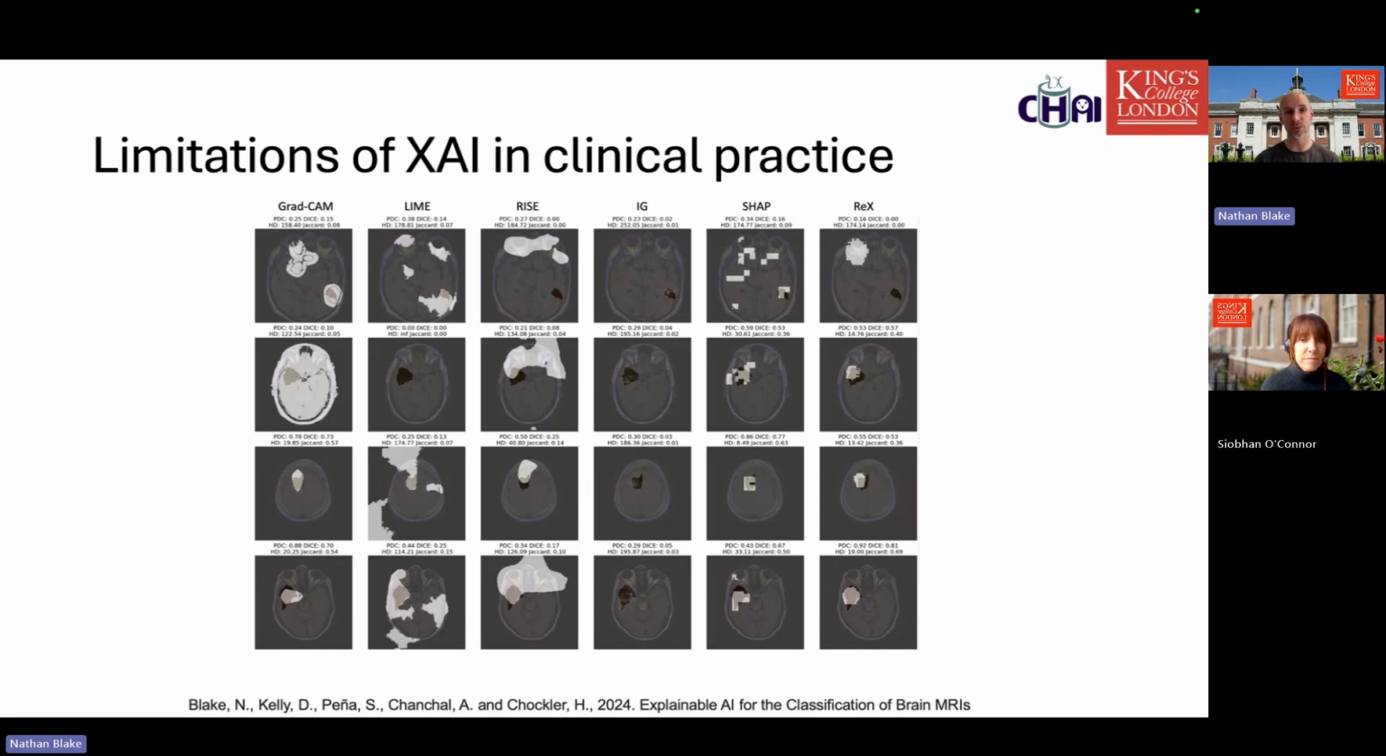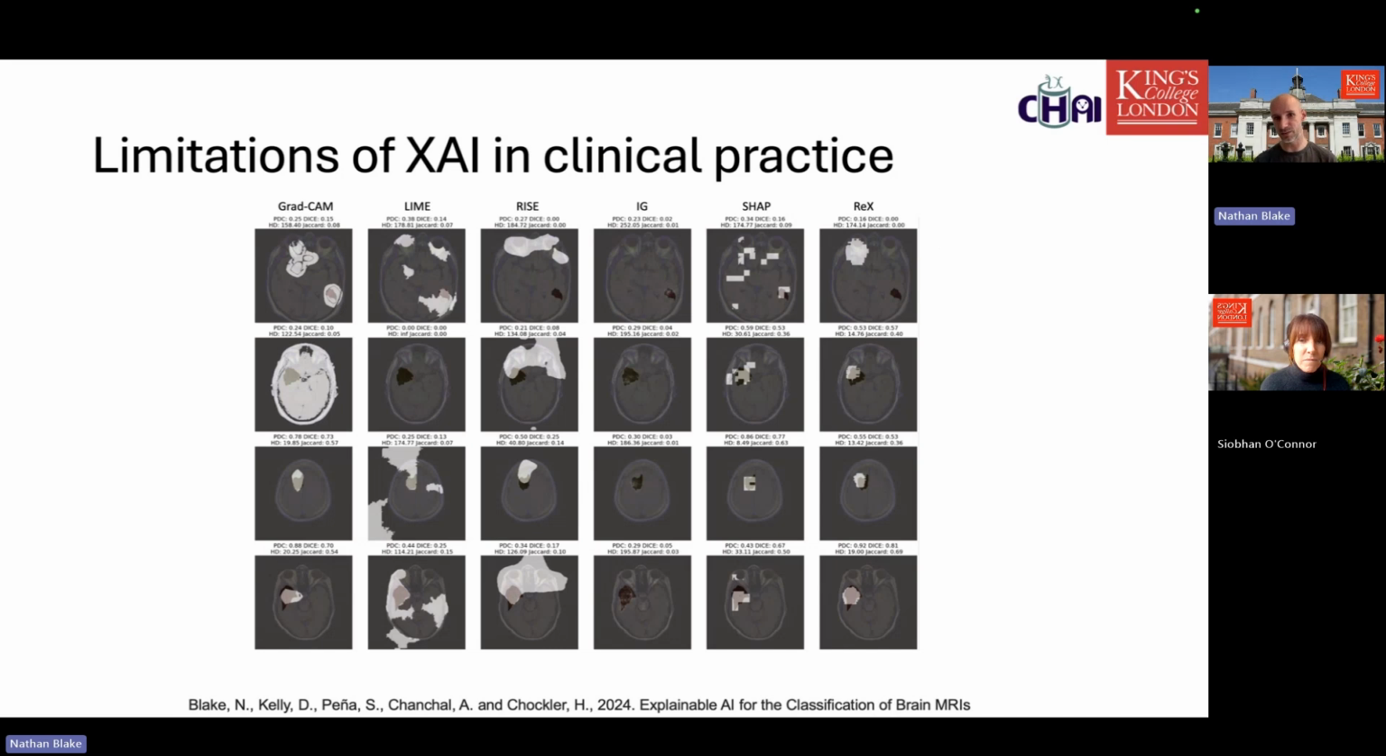So we have our AI model. It says glioma is present. Now we'd like to know, okay, why does this model think these particular MRI slices are positive for glioma? And as you can see at first glance, the different explainability tools give different explanations, even in those instances where they all incorporate the tumor in some way. You can see there's quite a lot of noise around that, which distracts from what really is the explanation.